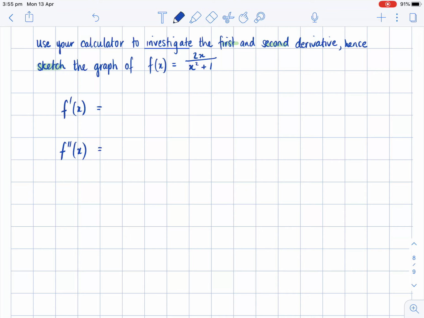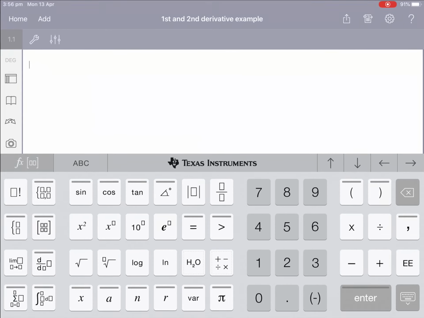I can do it using the quotient rule. The first derivative isn't too bad. The second derivative gets pretty messy with some algebra, and there's some expanding and factorising and cancelling that makes it very time consuming. So I'm just going to go straight to the calculator.